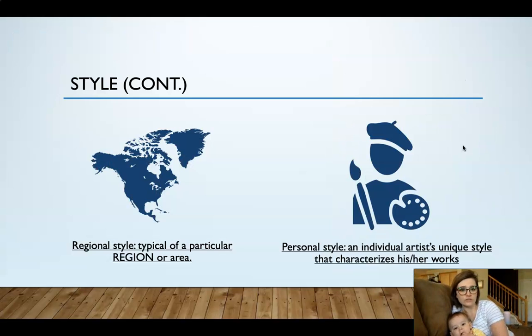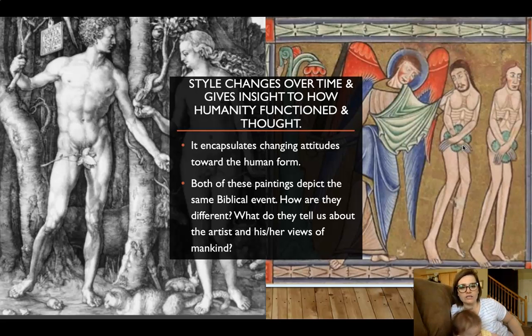There's also regional styles and personal styles. So there are certain regions that have certain characteristics to their art. And personal style: even within a particular genre or period, certain artists have different stylistic choices that sort of identify them. So style changes over time, and it gives insight into how humanity functioned and thought.